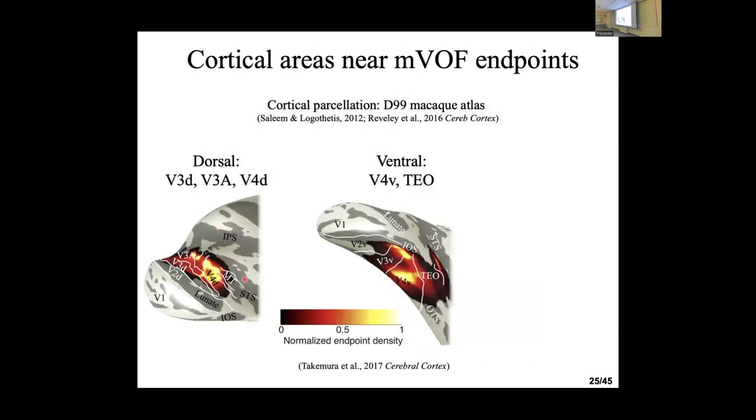Then we tried to do the same analysis we have done for human. We basically took the monkey brain to construct the surfaces. Then we parcellated, or delineated, the borders between different visual areas based on the cytoarchitecture-based parcellation proposed by Felleman and Van Essen. Then we overlaid some areas near the VOF. We could see some areas, say V3 dorsal, V3A, V4 dorsal, near the dorsal VOF endpoint, whereas ventral side V4 and TEO are near the ventral endpoint.